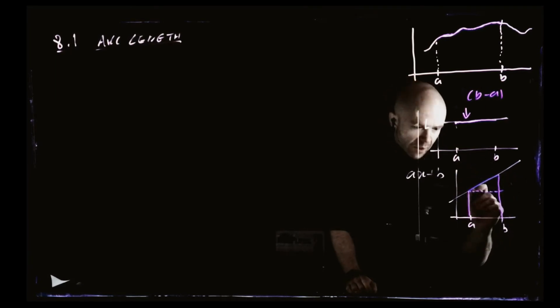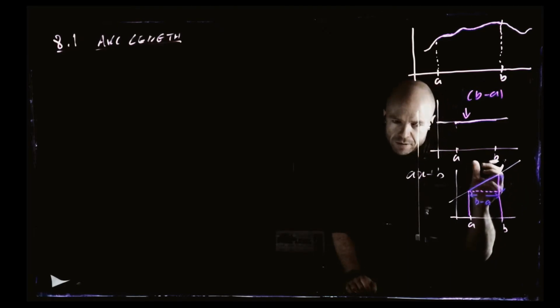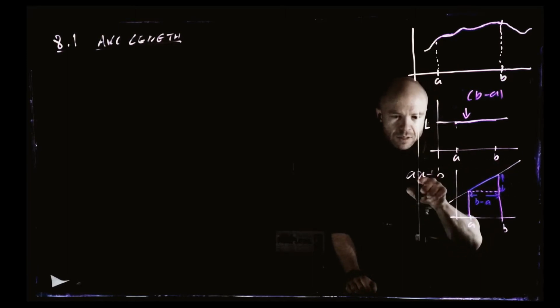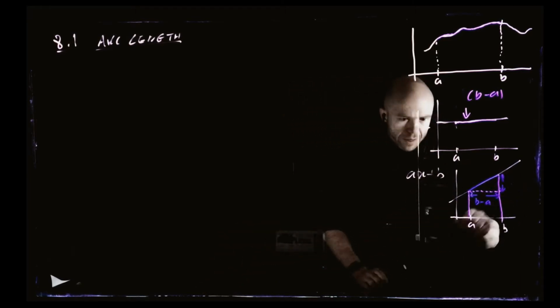Where this side over here has got length b minus a. So if we knew what this side here was, then we'd be able to figure out this length just by Pythagoras. So looking at this picture, knowing that this is the graph of the function ax plus b, tell me about what you think this length over here is.